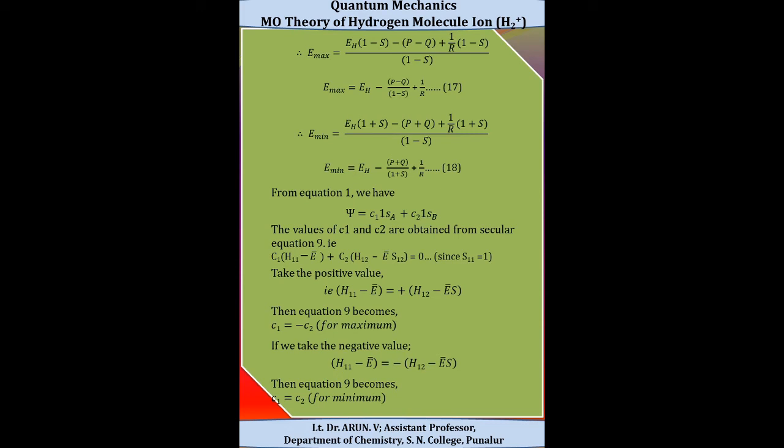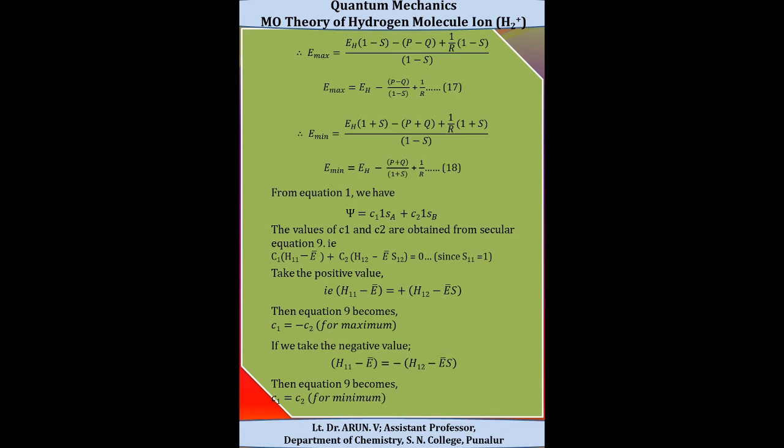Similarly, E minimum is equal to EH minus P plus Q divided by 1 plus 1 by R. From equation 1, that is psi is equal to C1 1sa plus C2 1sb, we can find out the values of C1 and C2 by using the secular equation 9.